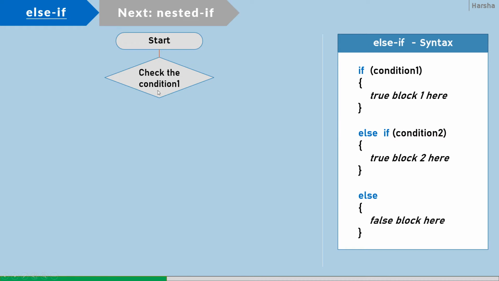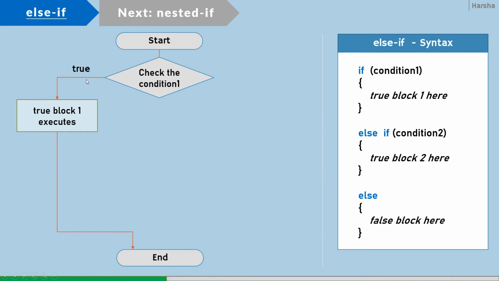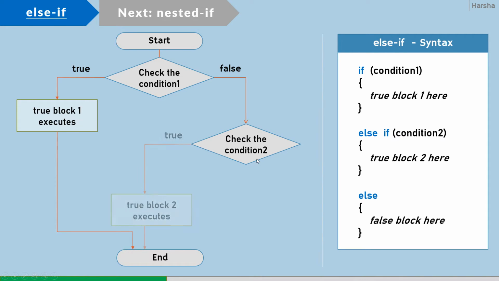So first we are checking the condition 1. If the condition 1 is true, the true block of the first condition will be executed and then reach the end of the if statement. In case the condition is false, then we check the second condition. The second condition also may be either true or false. In case the condition 2 is true, the true block of the second condition will be executed and then reach the end of the if.